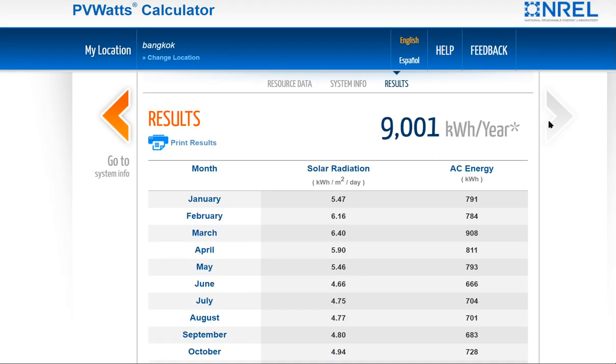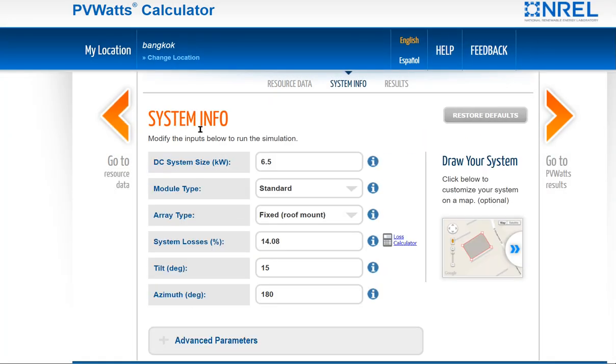So we're going to look at the production. 9,000 kilowatt hours per year. Then we can go back. So this is a cool thing about this simulation program. It's very easy to use, and you can go back, change a few things, and then compare. So we're gonna go all west to start. All west is 270.